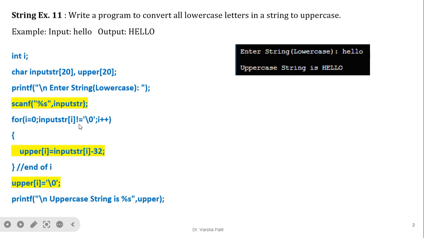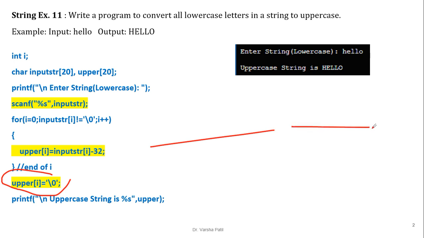When the null character comes, this condition fails, but until the null character is there, this condition is true and it will go into the loop. upper[i] is equal to input string[i] minus 32, end of loop. After that, this is a very important statement: we require to add the null character here. Otherwise when we print the output, it will print the capital string as well as some garbage value. So we are adding upper[i] is equal to null character, and printf upper.